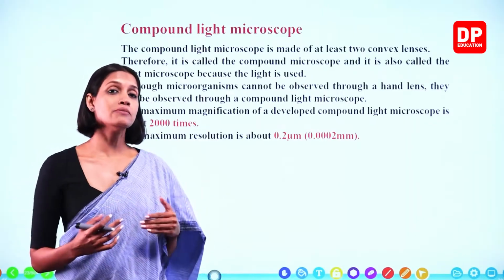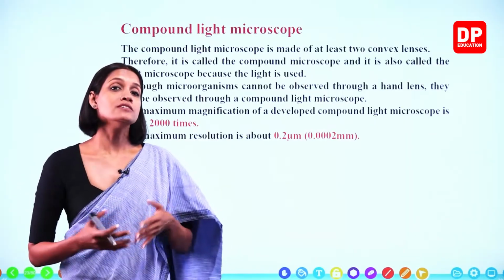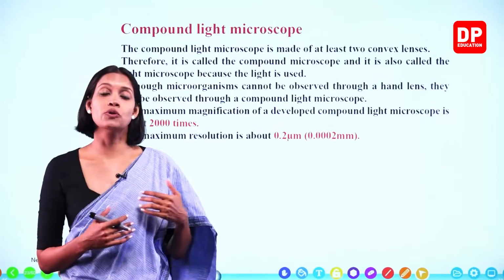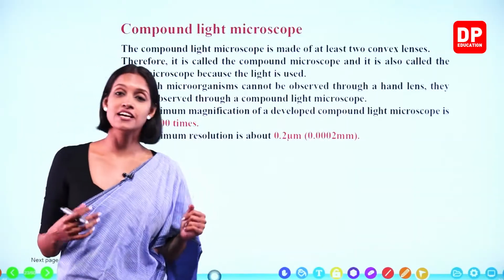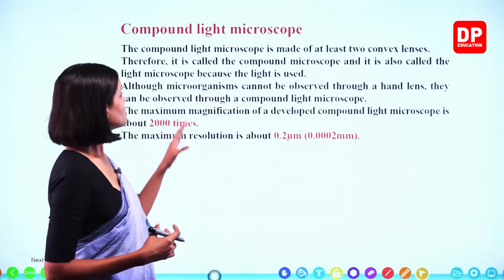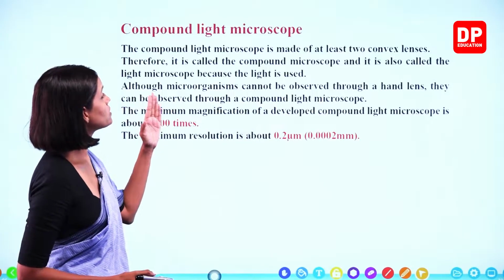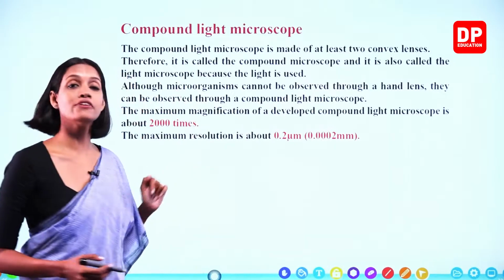Now when we consider the simple microscope, it contains only one convex lens. It's known as the hand lens or magnifying glass as well. Right? We'll go through this. The compound light microscope is made of at least two convex lenses.